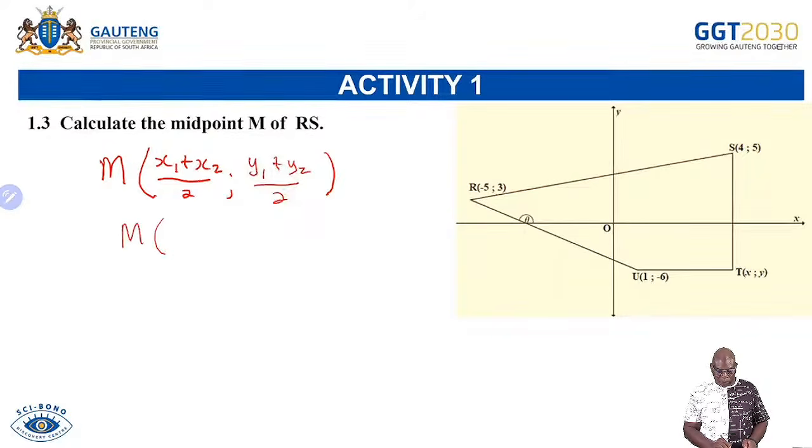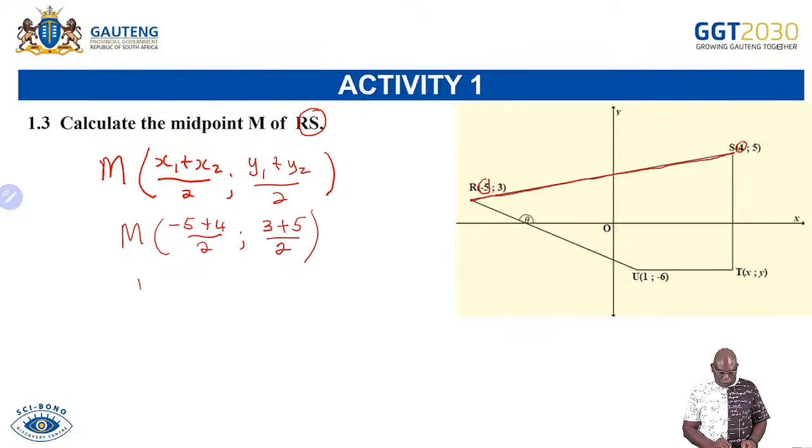So my gradient will be, so it is for which line here? RS. So RS, I need where that M is. I don't know where it is. I don't want to put it there before I calculate it. But I'm using point X here and point X there. So I'm going to have minus 5 plus 4. Remember, now we are adding over 2. The y will be 3 plus 5 divided by 2.